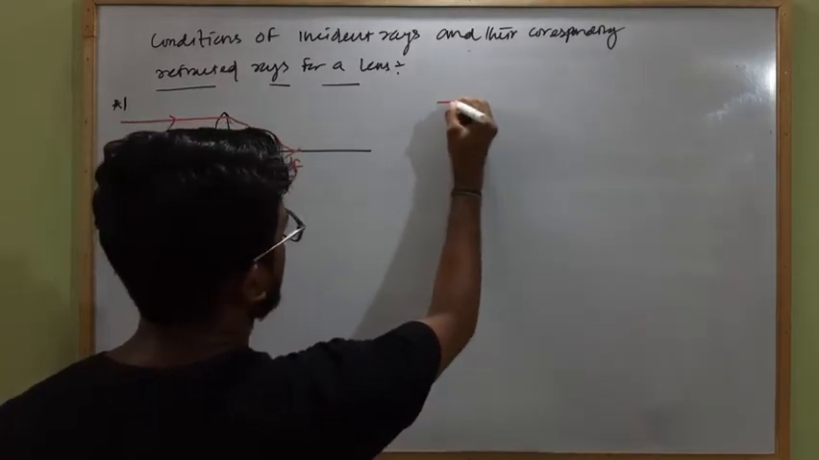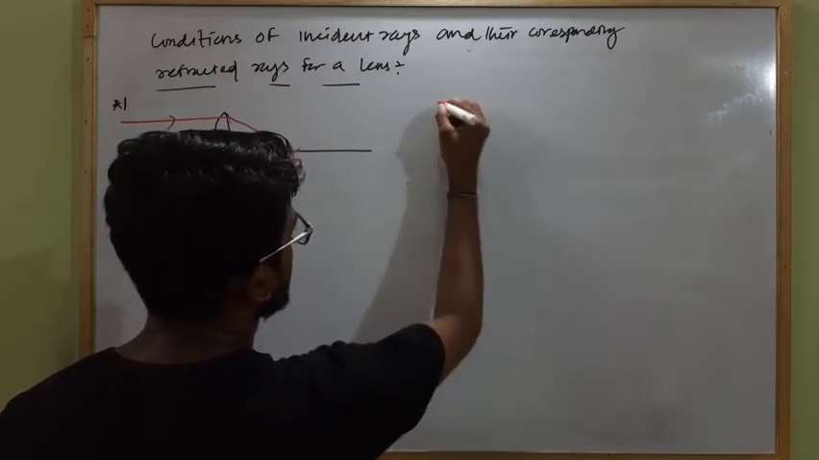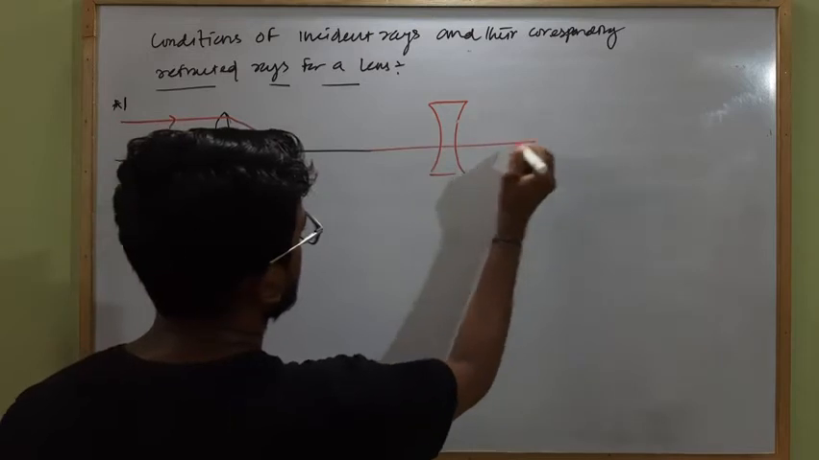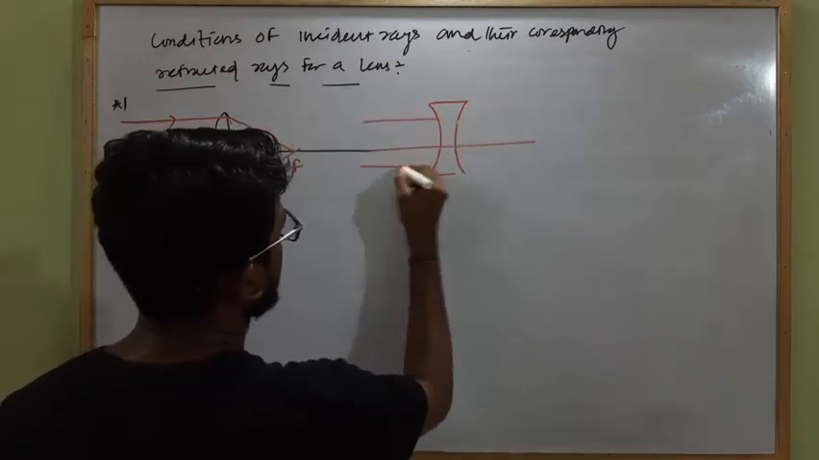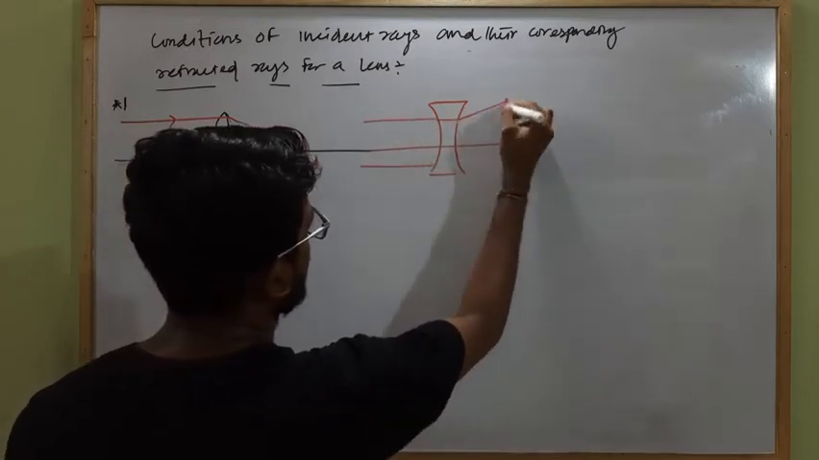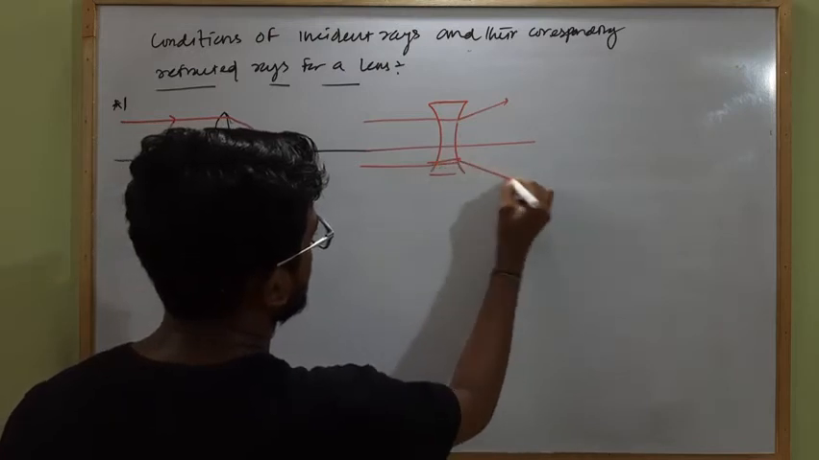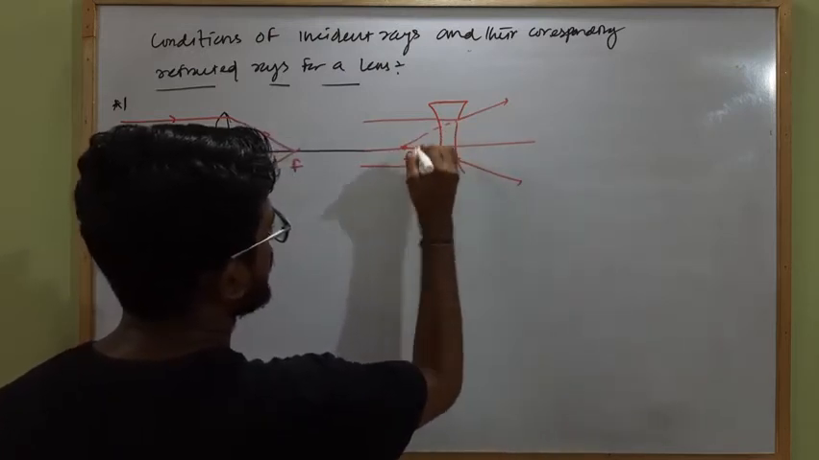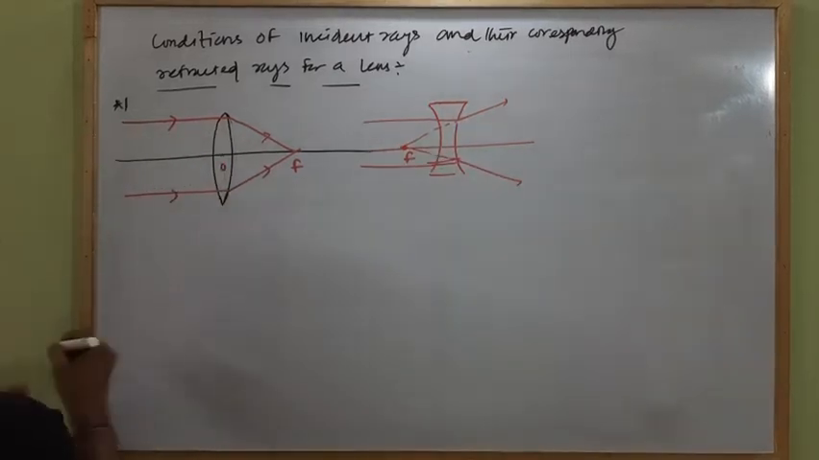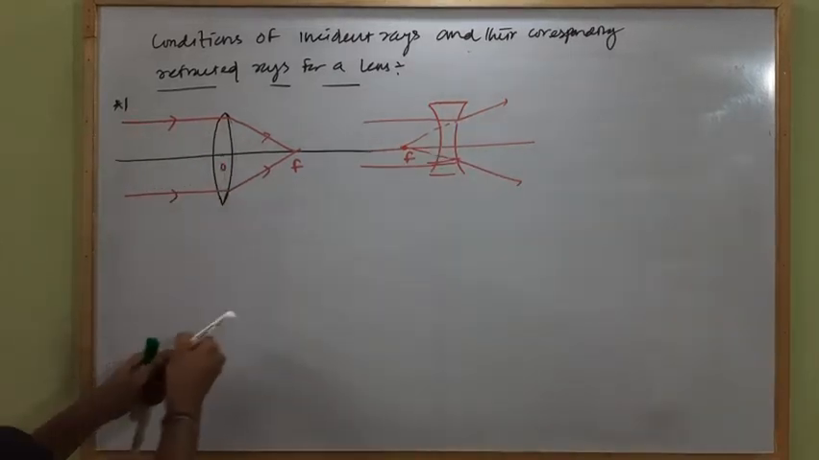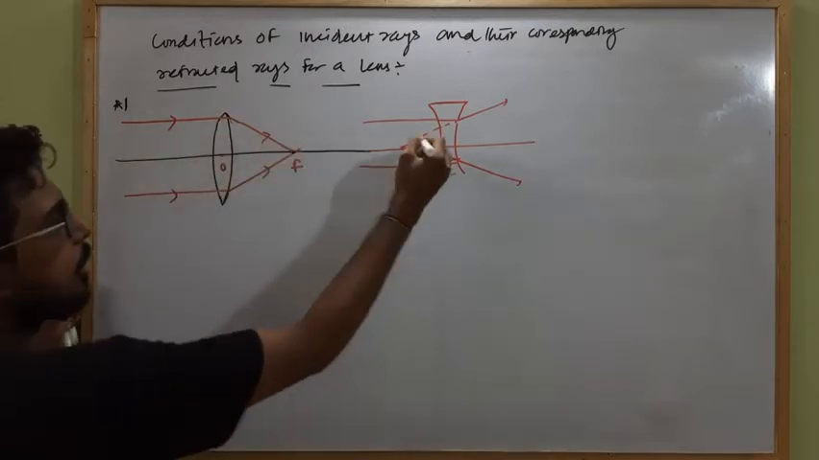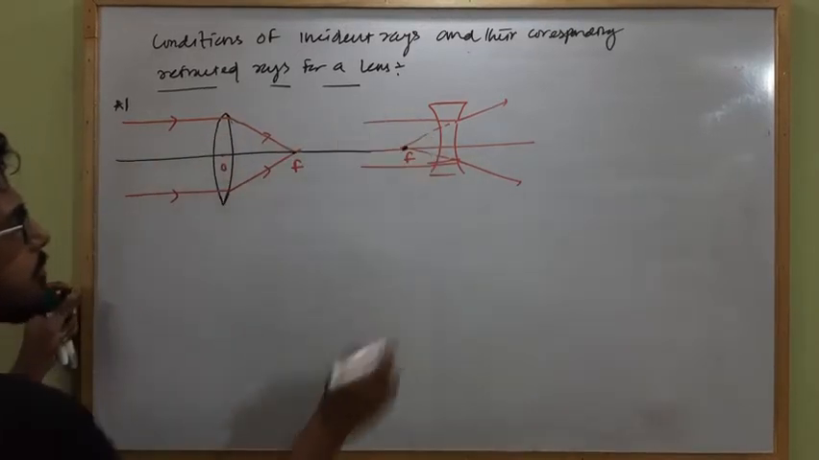In case of concave lens, this is also seen like this. Rays are coming parallel to the principal axis. So after refraction, they will go like this, which appears to diverge from the focus. Clear? Second case, you have to remember all the parallel incident rays after refraction pass through the focus or appear to diverge from the focus of the lens.